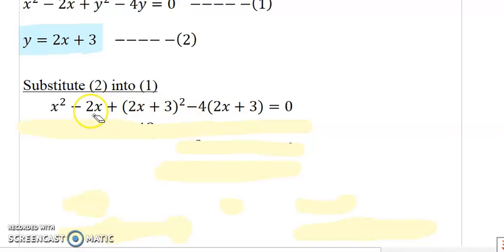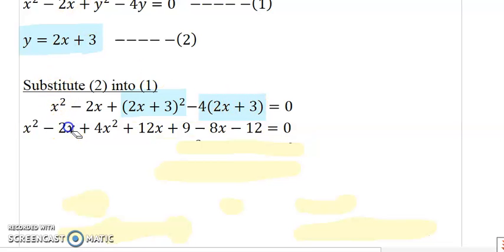Next, we are going to expand 2x plus 3 squared and minus 4 multiplied by 2x plus 3. When you expand 2x plus 3 squared, we have 4x squared plus 12x plus 9. On the other hand, expanding minus 4 multiplied by 2x plus 3 gives us minus 8x minus 12.